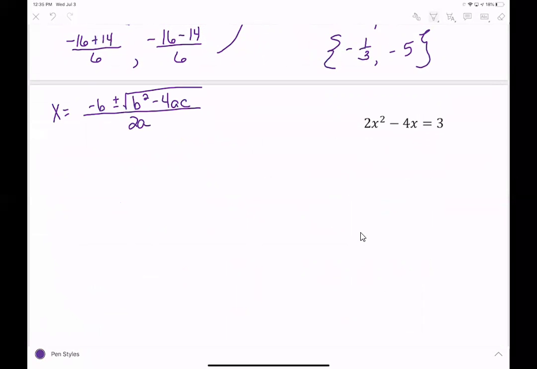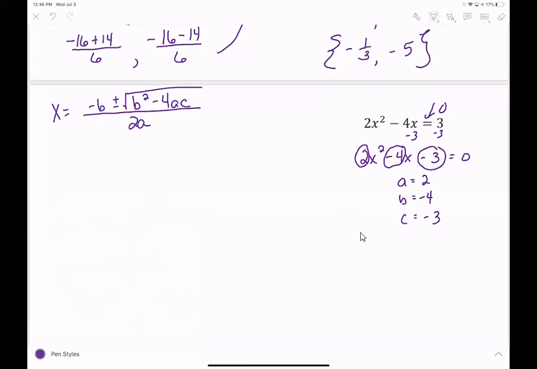To use the quadratic formula, we've got to make sure this is equal to 0. Well, it's not, so what we're going to do is rearrange. So I'm going to subtract the 3. I'm going to put this in descending order. And then what I'm going to do is locate A, B, and C. So A is going to be 2. B is going to be a negative 4. C is going to be a negative 3.